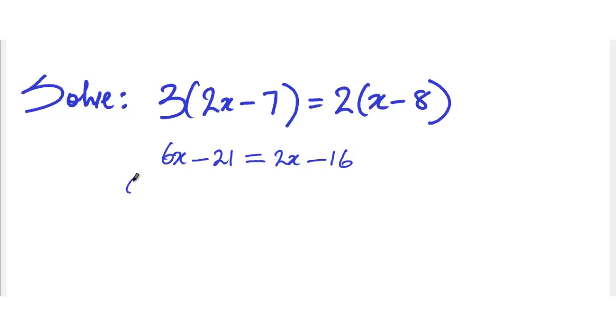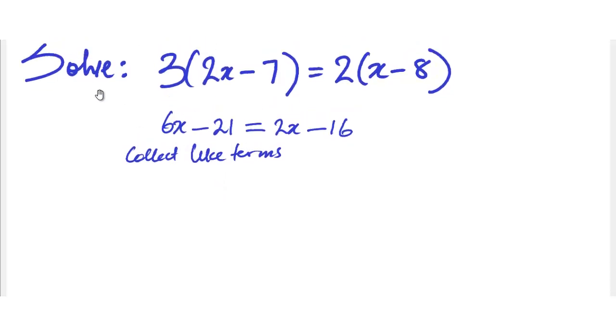So the next thing is to collect like terms. If we collect like terms in this equation, we are going to be having 6x. Now 2x is crossing the equality sign to turn to minus 2x. Minus 2x will now be equal to, this is still minus 16, but minus 21 is coming here as plus 21. So 6x minus 2x will give us 4x.